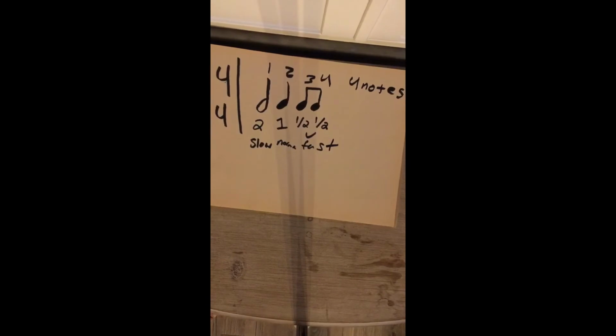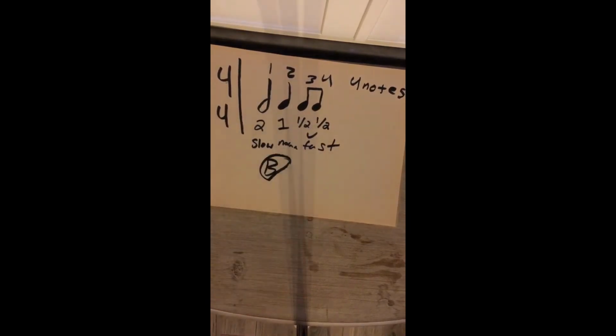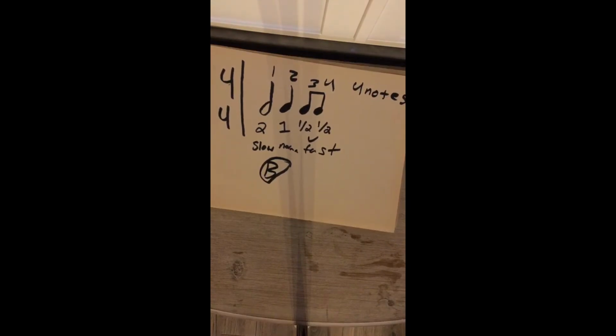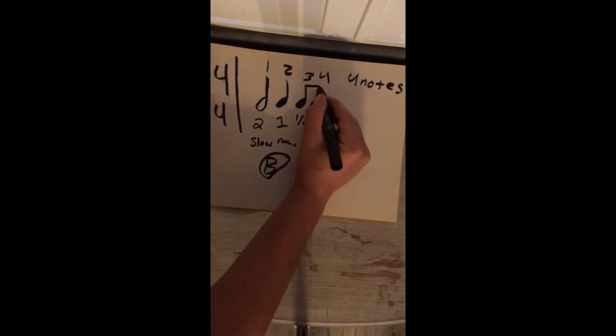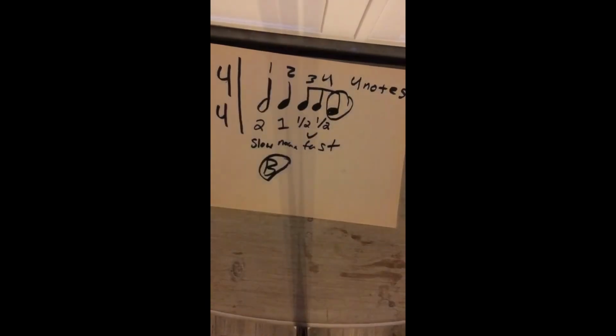Let's review what we just heard. Do you think that the answer is A or B? Well, the answer was B. What we heard was a half note, a quarter note, but then we heard 3 eighth notes. That was not part of our measure. So the answer is B.